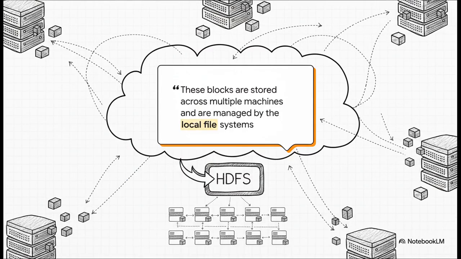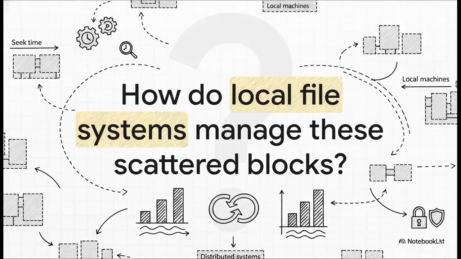Let's wrap up by returning to a fundamental truth from our source text. These blocks are stored across multiple machines and are managed by the local file systems present in those machines. HDFS creates this stunning illusion of massive unified storage, but it relies entirely on local file systems independently managing these giant chunks of data. This block architecture is honestly one of the key innovations that made big data processing completely scalable. But knowing this delicate trade-off between metadata optimization and parallel throughput leaves us with a pretty provocative question.